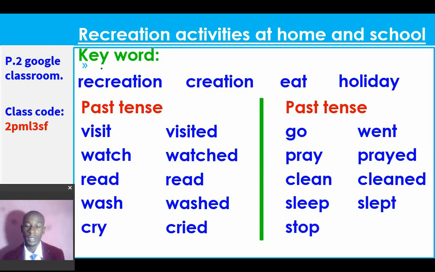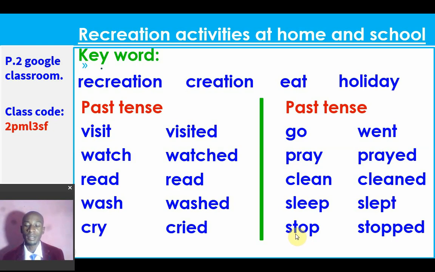Lastly, we can talk about stop. Stop becomes stopped. Here, what do you note? You will discover that we have double p here. Okay? We have doubled p. And why did we do so? It's because this word ends in a CVC format. So what do I mean by CVC?